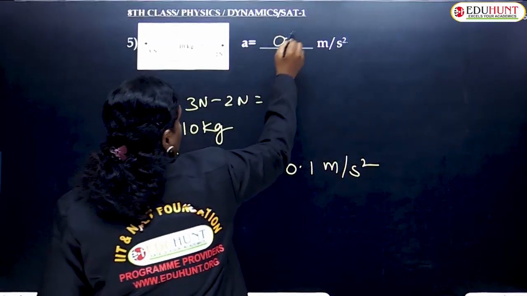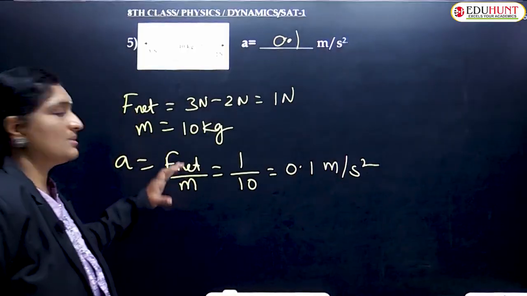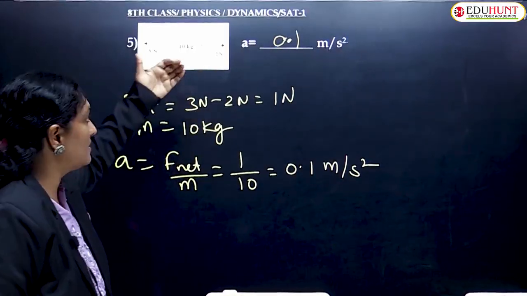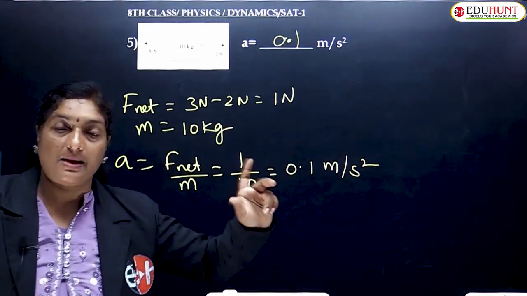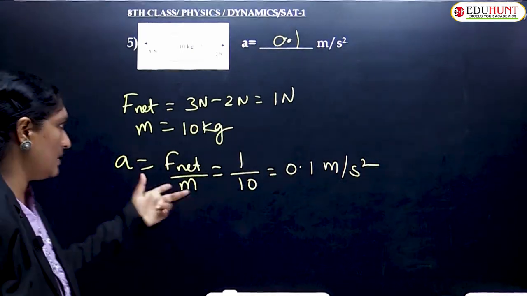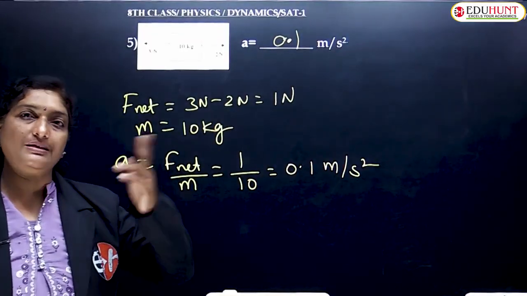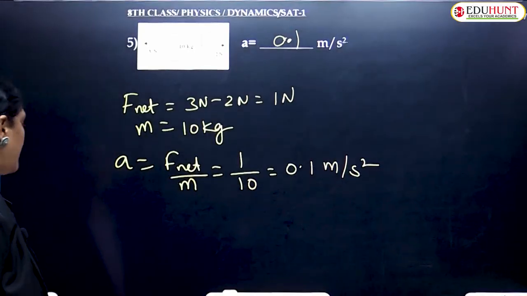What is the answer? The formula remains the same. Force by mass. But what force? The resultant force. How much resultant force? Larger force in one direction, lesser force in the other direction. There's some difference in the two forces. Okay. If the same direction, you have to add the two forces. If different directions, you have to subtract the smaller force from the larger force. So 3 Newton minus 2 Newtons.